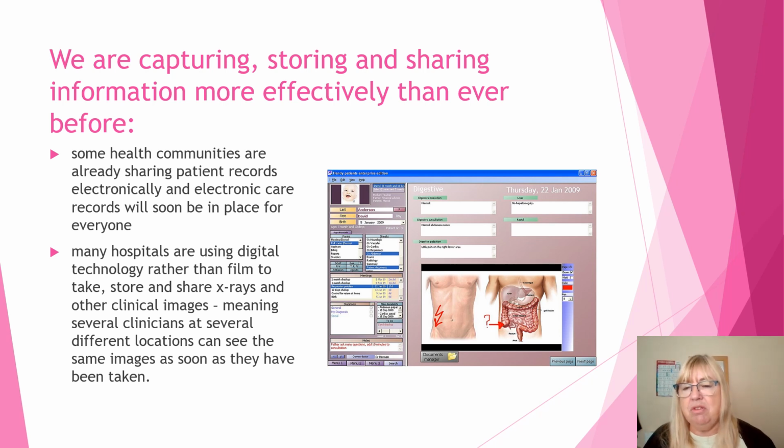The other thing is the images are now instantaneous. So when you go for an X-ray, the moment the picture's been taken, it's just like you sending a JPEG picture on an email. It's instantaneous. So the moment the radiographer has taken your picture, it will go into your records and it'll be sent to the person who's asking for it. So nowadays, if you walk out of the X-ray, you can go to your appointment 5 minutes later and they'll be able to call up your image.